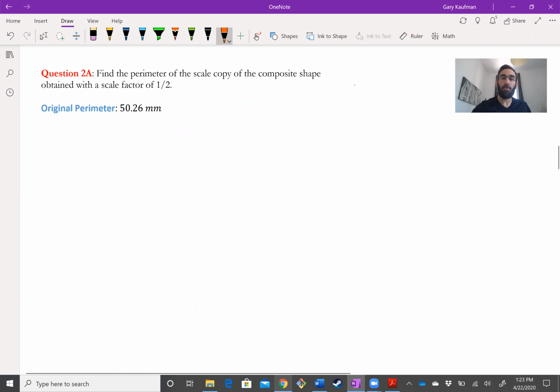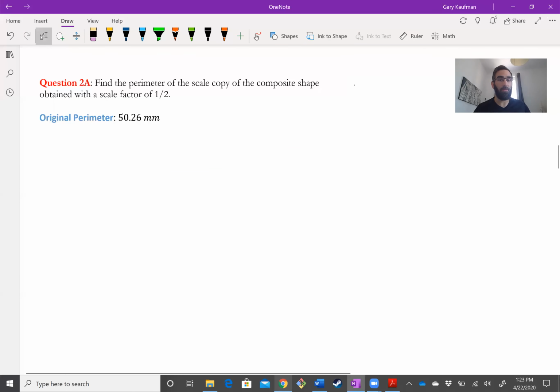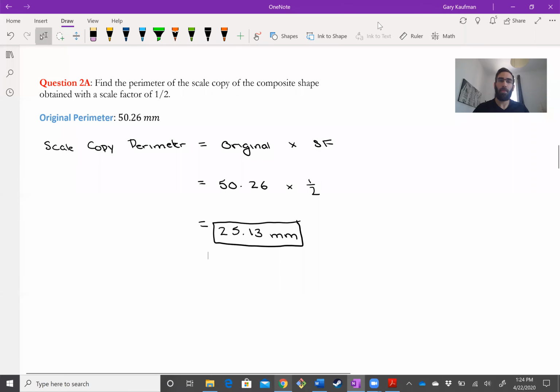Question 2B, find the perimeter of the scale copy of the composite shape obtained with a scale factor of 1/2. This is perimeter. Think about how it differs from what we just did in 1B for area and volume. Here is the answer. Unlike the previous one where we had to square the scale factor for area and cube it for volume, here we just multiply by the scale factor. The units are just millimeters, not millimeters squared, not millimeters cubed.